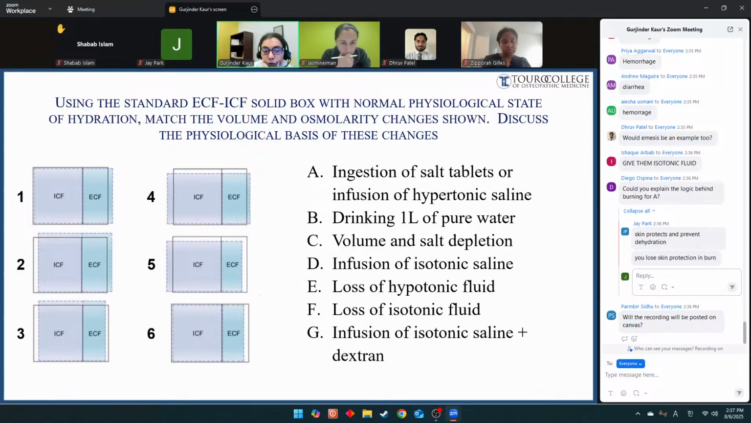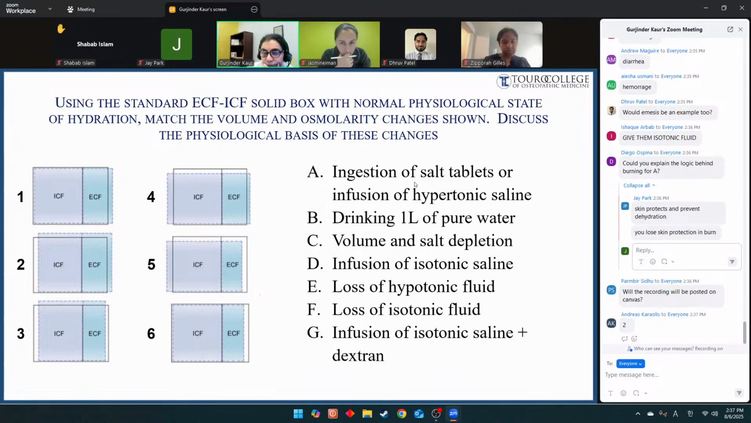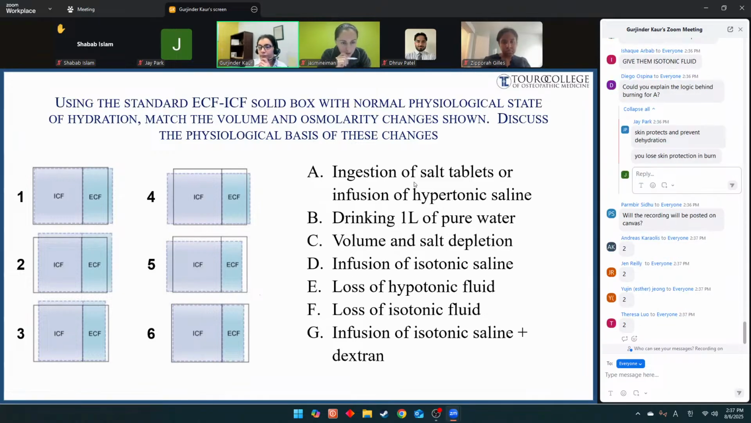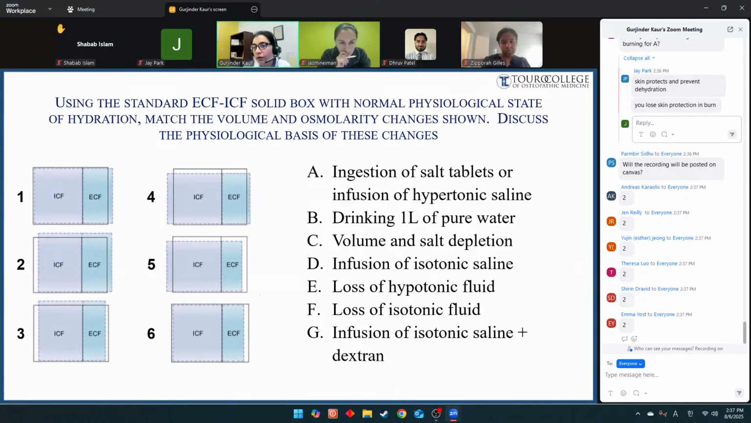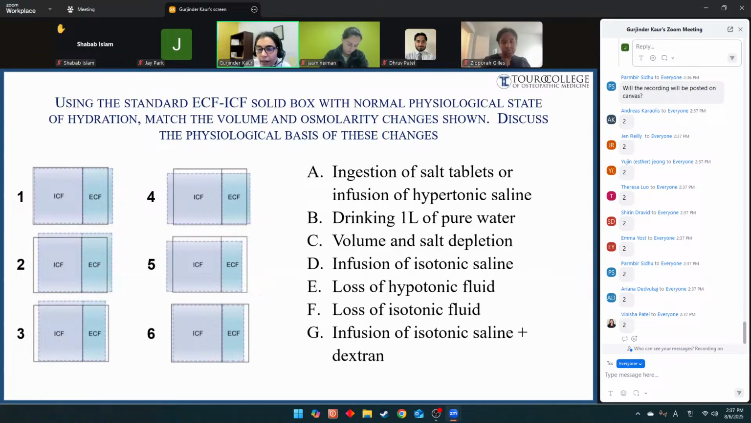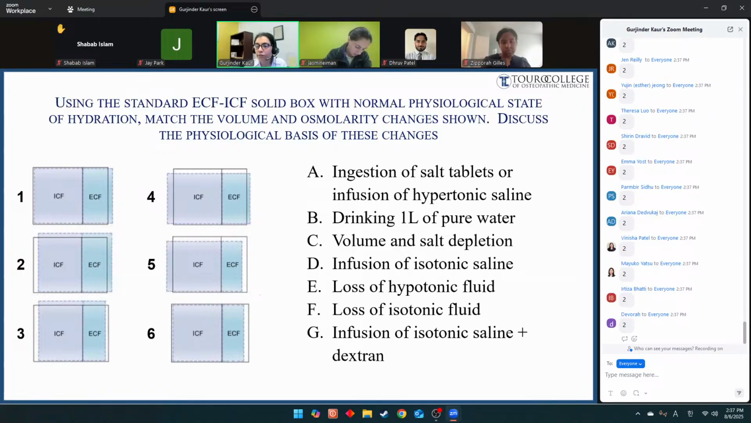1, 2, 3, 4, 5, 6. Hypertonic saline. And you got to draw it out. I told you if it comes in exam, you got to draw it out. What I'm giving you is the final figure, right? There are changes that started happening in ECF first, and then other things will take place. Okay, anyone? No answer?